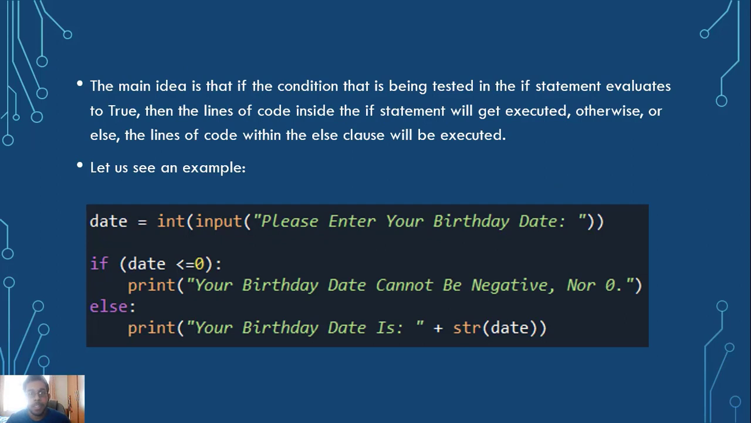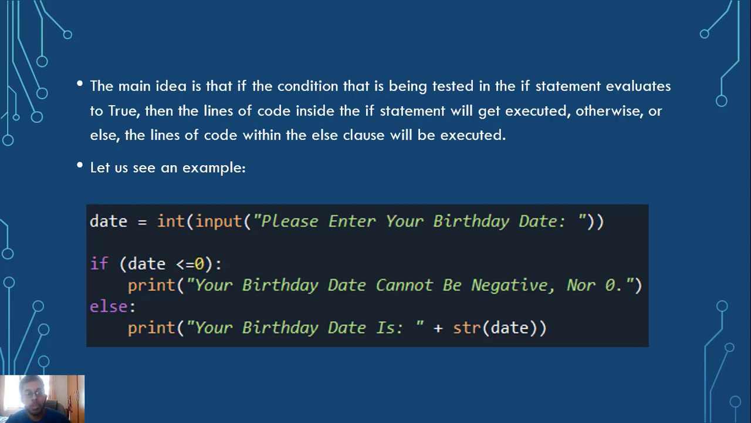If condition: statements to be executed, else: statements to be executed. The main idea is that if the condition that is being tested in the if statement evaluates to true, then the lines of code inside the if statement will get executed. Otherwise, or else, the lines of code within the else clause will be executed. Let us see an example.